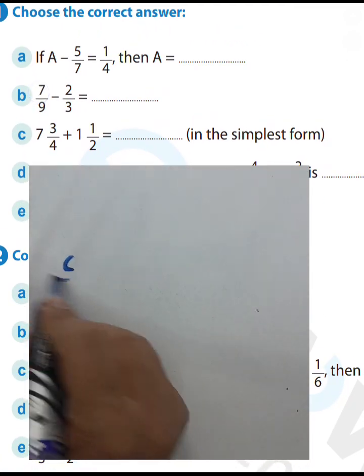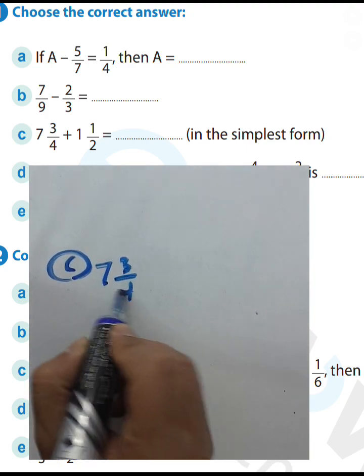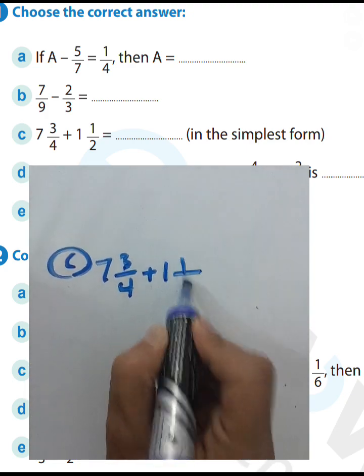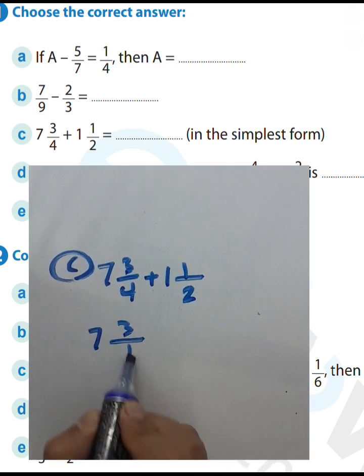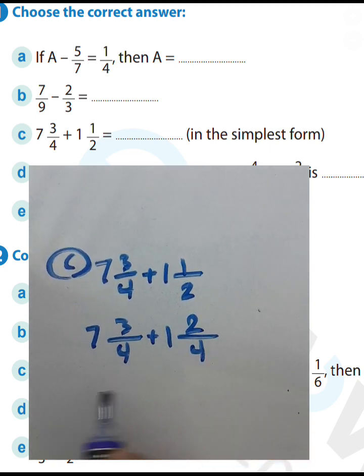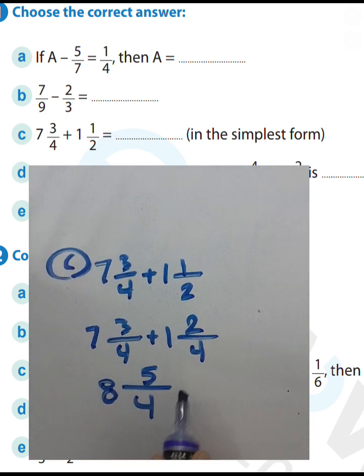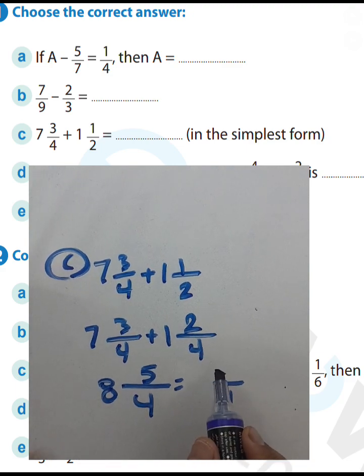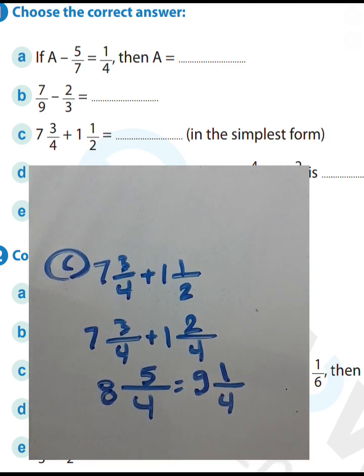Question letter C. 7 and 3 over 4 plus 1 and 1 over 2. We can write the least common multiple between them. It will be 4. 2 times 2 is 4. 2 times 1 equals 2. 7 plus 1 equals 8. And write 4 in the denominator. 3 plus 2 equals 5. You can simplify it. 5 divided by 4 equals 1 and the remainder 1. 1 plus 8 equals 9 and the remainder 1.